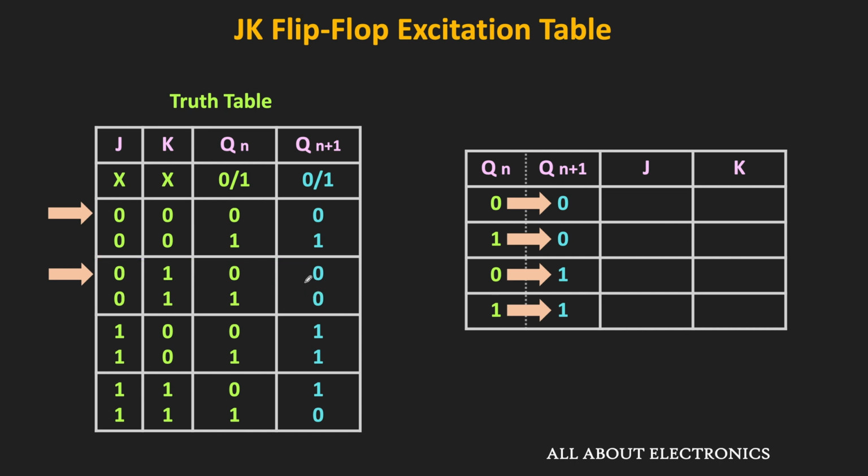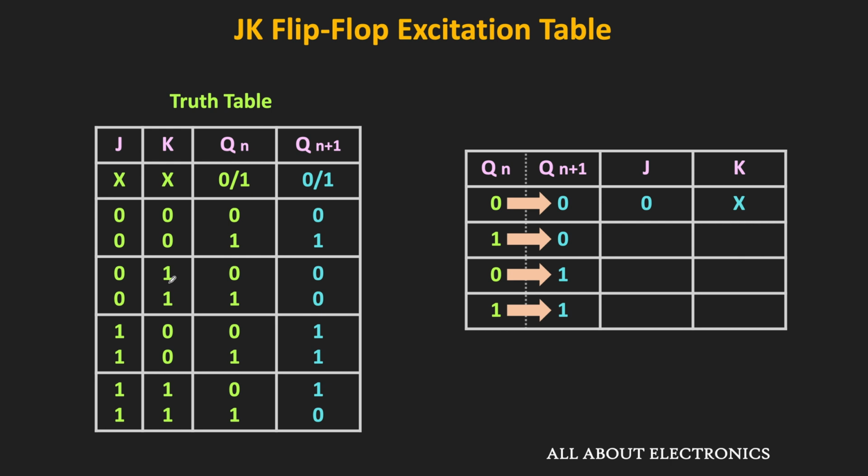As you can see, for this transition to occur, the value of variable J should be equal to 0, while the value of variable K can be either 0 or 1. That means we can write it as J is equal to 0 and K is equal to X, where X indicates that the value of K can be either 0 or 1.